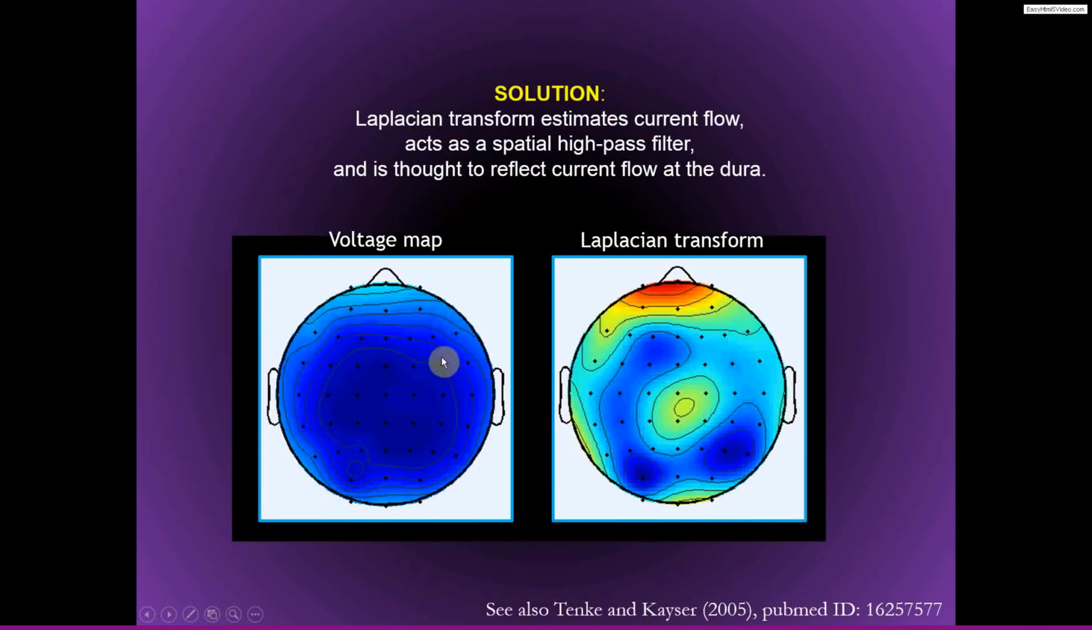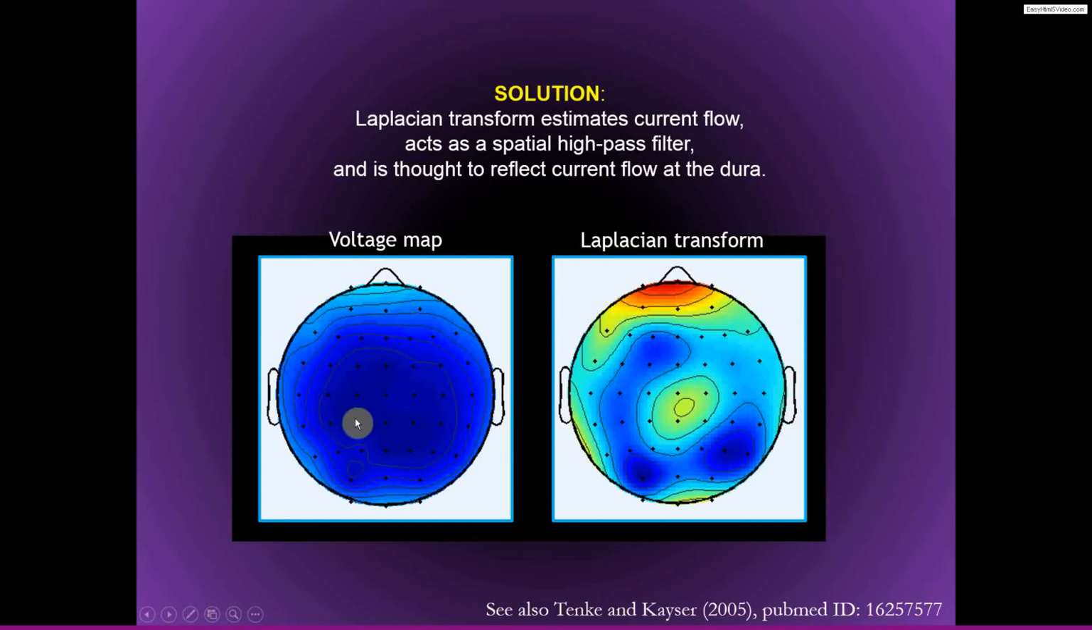Here is the voltage map, so this is before applying a spatial filter, and this is the same data with the Laplacian. And if you look carefully, you can actually see that a lot of the topographical features that are present in this map are also present in this map. Really what's different is that this voltage map before applying the Laplacian is dominated by one single huge low frequency component, that's this massive blue thing that is really just dominating pretty much the entire topography.